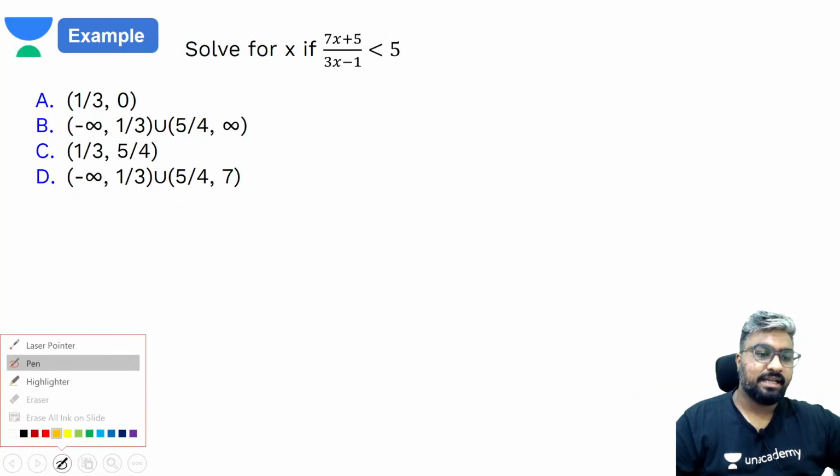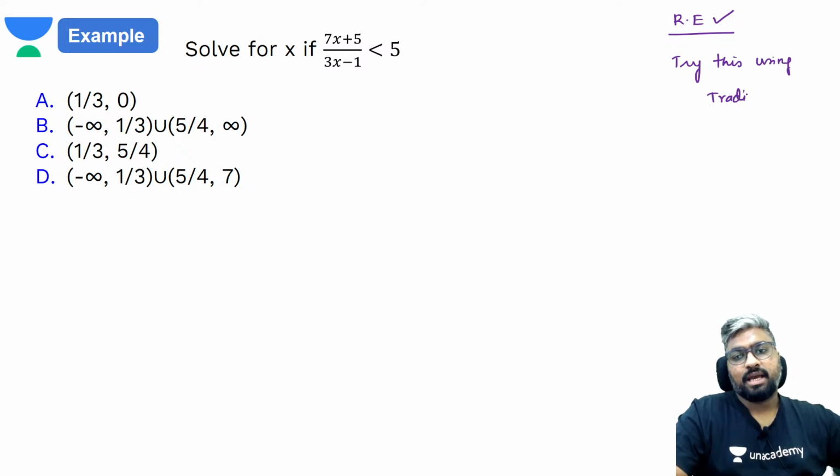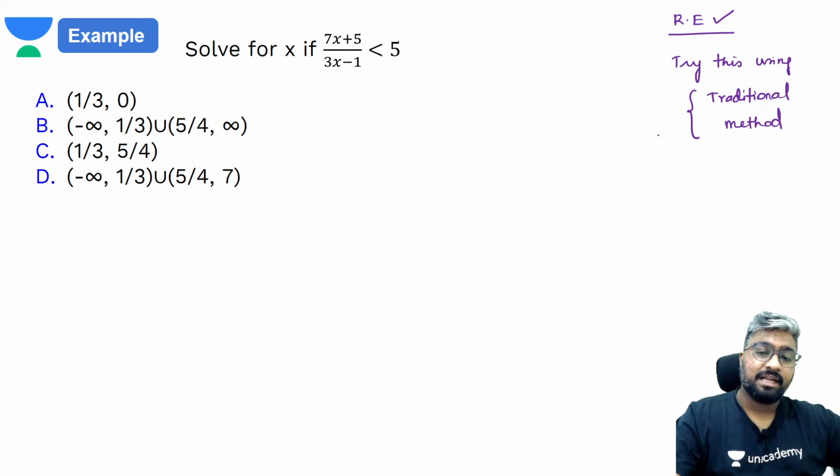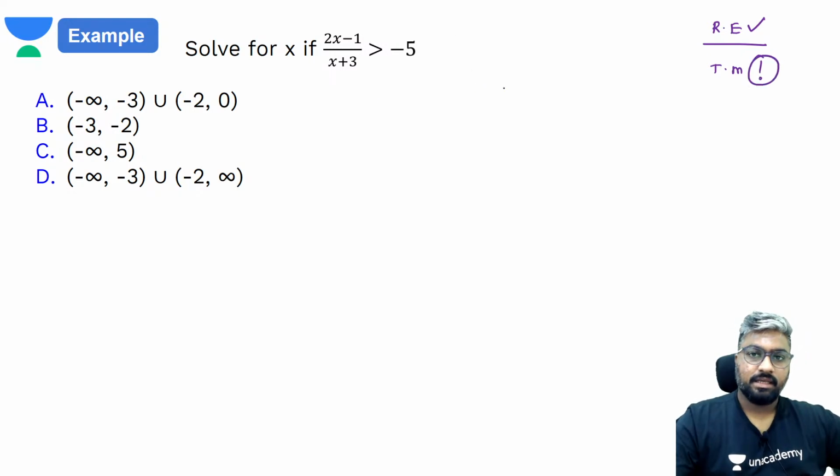This we had done yesterday. Yesterday we had done this using reverse engineering. So you can try this using the traditional method. Try this question using the traditional method. Just get acquainted with it because sometimes answer choices could be very complex. So I want you to also try using the traditional method. Reverse engineering is done, now solve this using the traditional method. Yes, part of your homework.